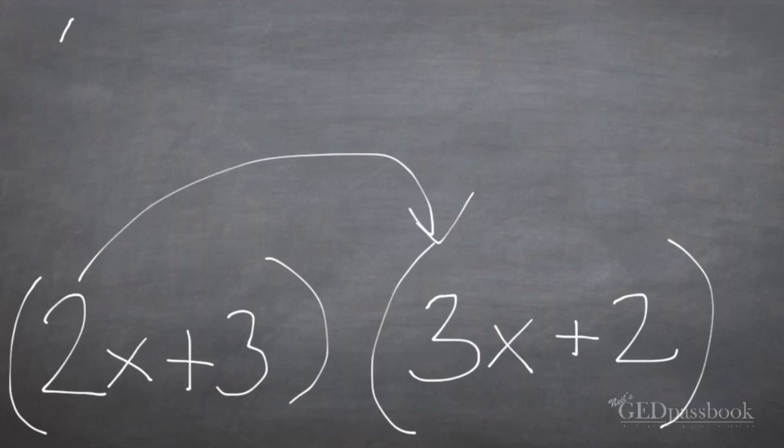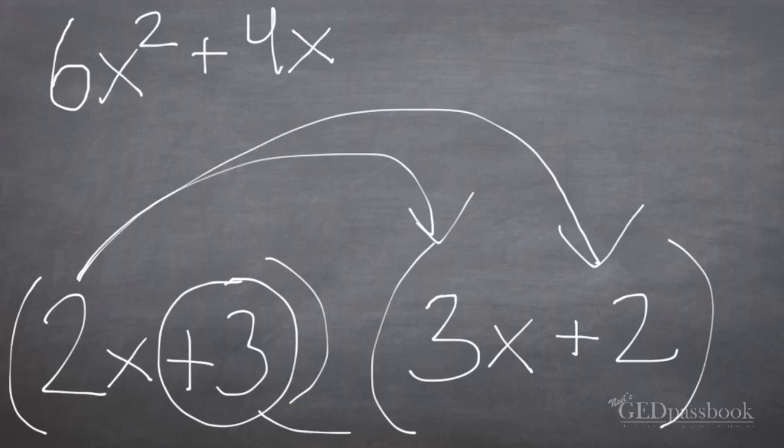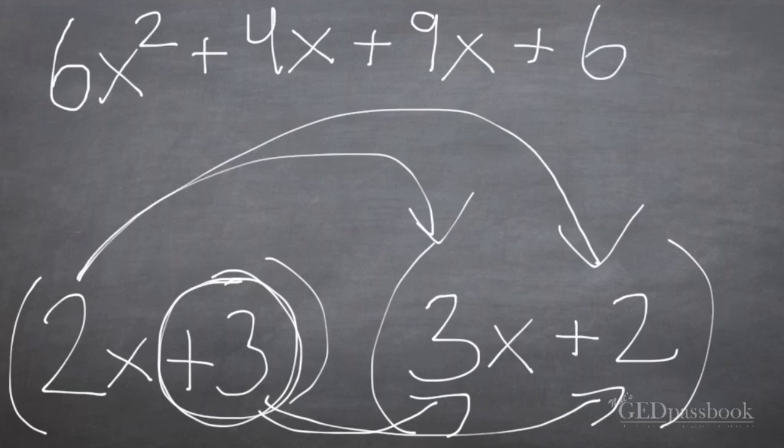So what's 2x times 3x? Well, all it is, is 6x squared, right? What's 2x times 2? All it is, is positive 4x, right? Now we move on to the next one, this one right here. What's 3 times 3x? Well, it is, oopsie, 9x, right? Because 3 times 3 is 9. Then our last step, this 3 times this 2. What does that equal? Well, all it is, is a 6, all right? No variables in that last one.